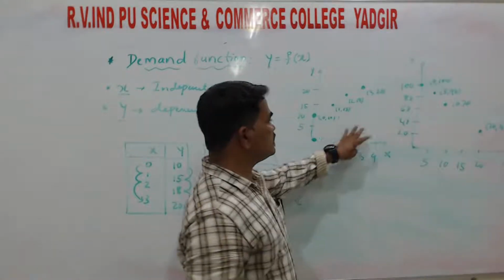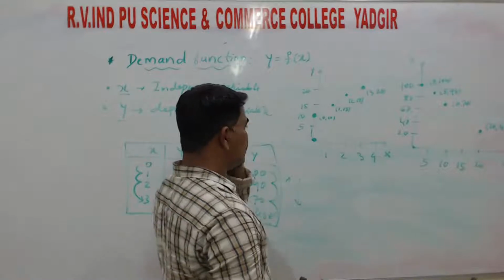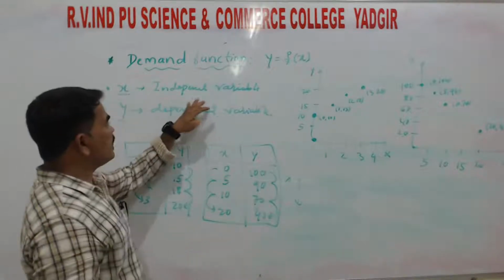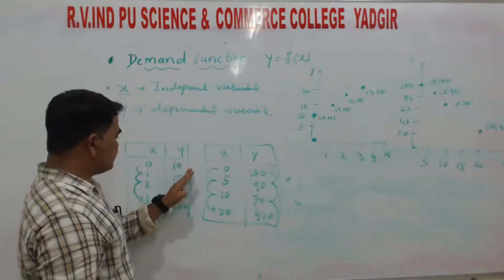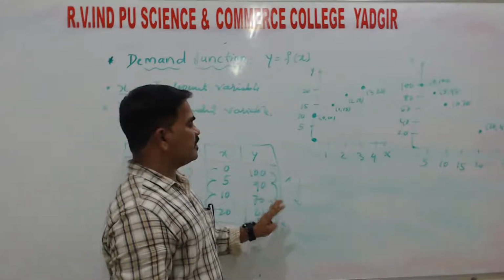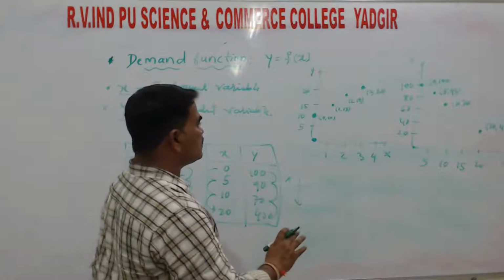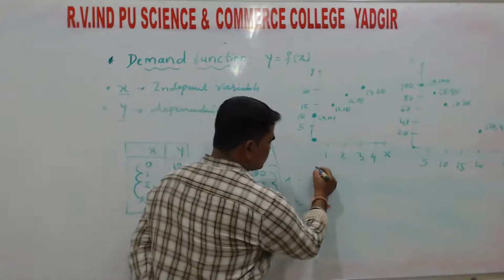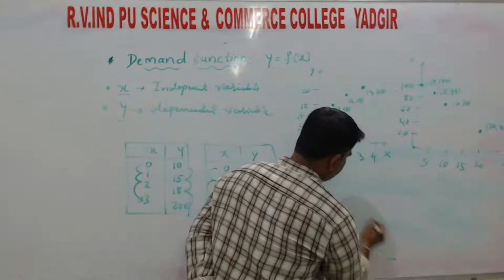First, I will draw these graphs, then I will explain what we mean by independent and dependent variables. Here the y value is increasing, and here the y value is decreasing, and what we call for this. All those things we will discuss once I draw this graph.